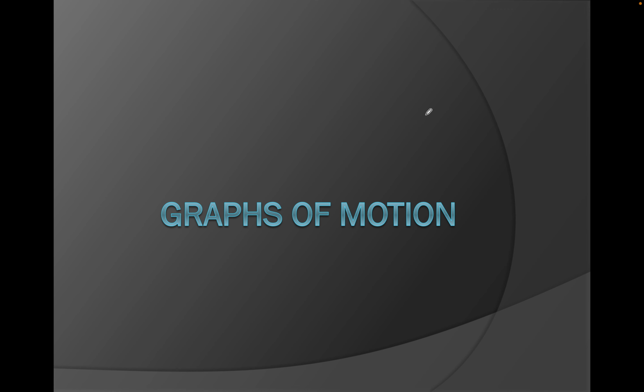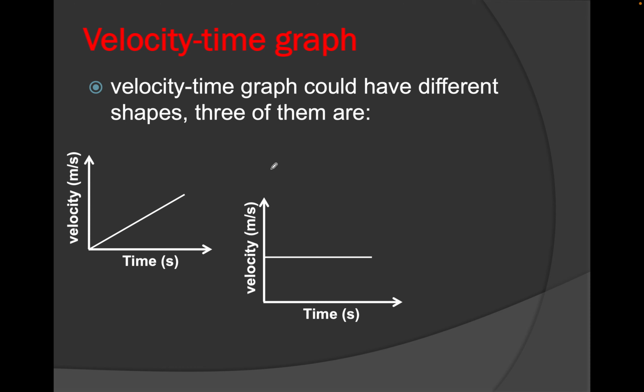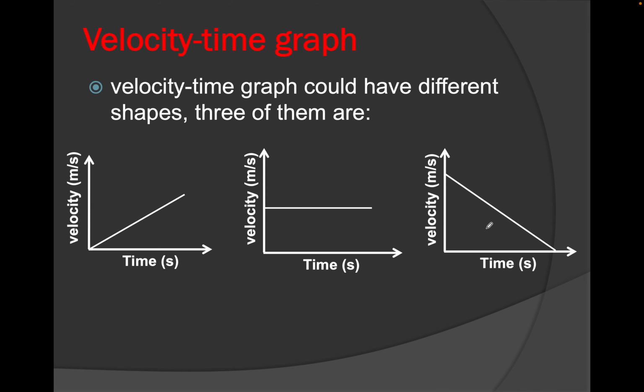That takes us on to the graphs of motion. So you need to know about all the different types of graphs. This is the main thing, velocity time graphs. This could be an object speeding up, constant speed, slowing down. You also need to know the distance graphs and the acceleration graphs. So let's go through them.